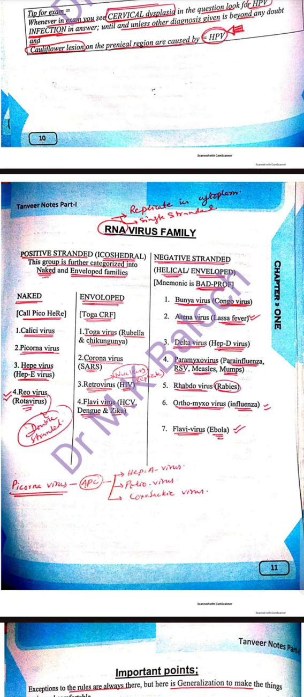Now we are talking about negative stranded, helical, enveloped. Mnemonic is bad prof. Bad prof are negative stranded RNA virus. B, Bunya virus, which is Congo virus. Arena virus, Lassa fever. Delta virus, hepatitis D virus.